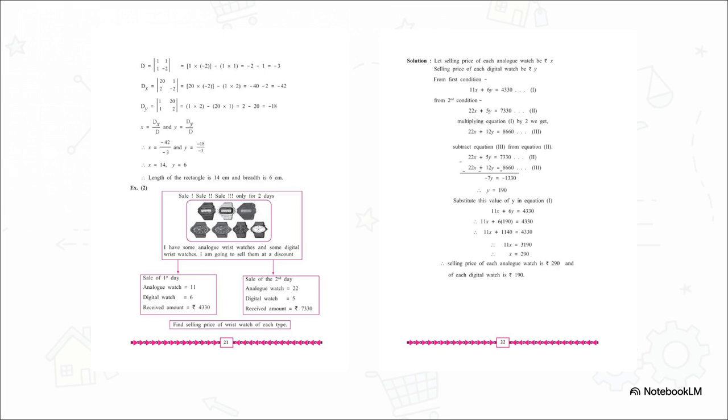By tracking the sales over 2 distinct days, we've created 2 distinct linear equations. If we multiply that first equation by 2, we can subtract and eliminate x, cleanly revealing that y, the digital watch, costs 190 rupees. Substituting that back in reveals that x, the analog watch, costs 290 rupees. The mathematics cuts right through all that confusion to reveal the exact prices for us.